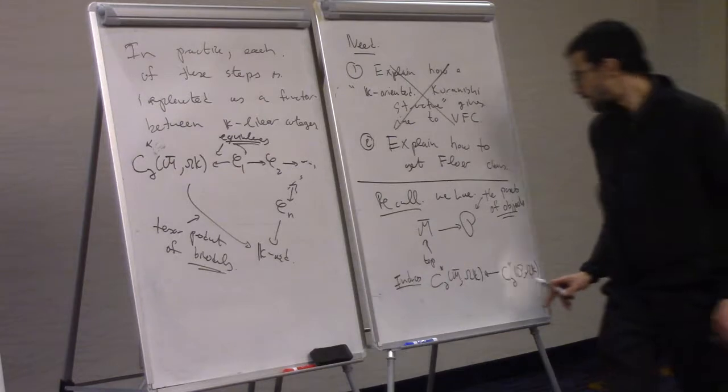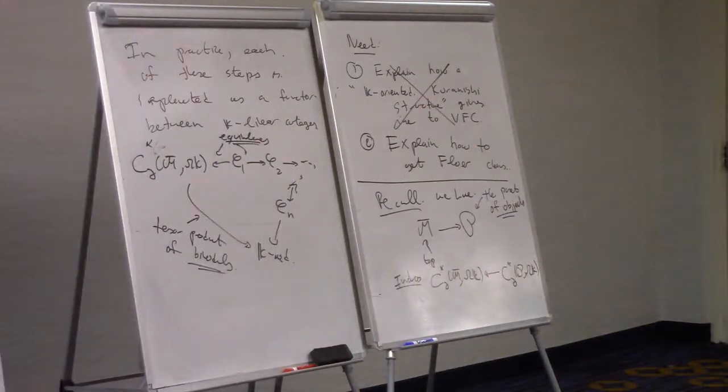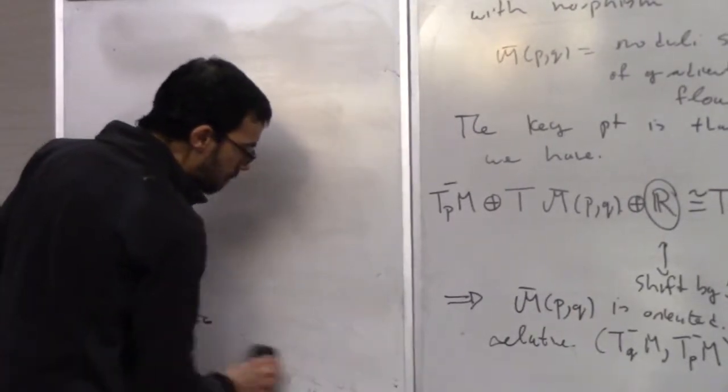Okay? And so therefore, if I have a virtual fundamental chain, what I can do is I can just compose with that canonical map over there.